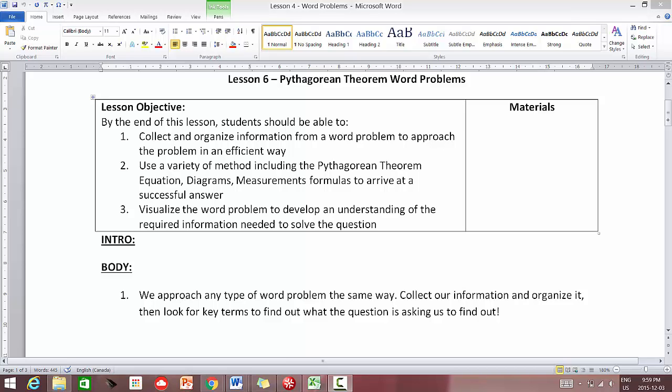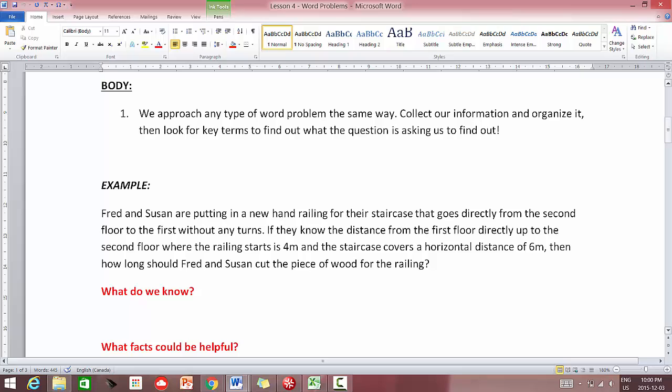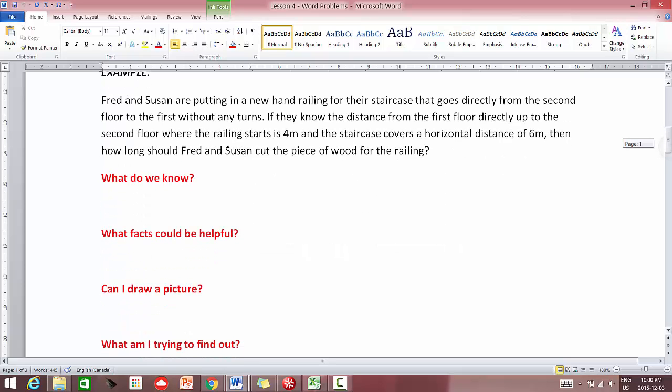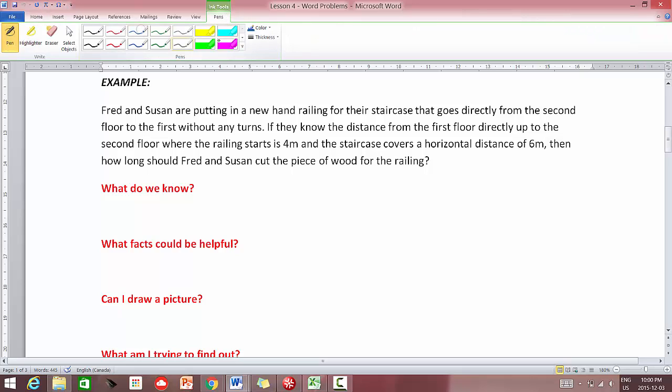I want you to be able to collect and organize information in your word problem to make sure that you set it up properly. And I want you to be able to visualize what the word problem looks like to develop an understanding of what's being asked. We approach any type of word problem the same way. We collect our information, organize it, then look for key terms to find out what the question is asking us to find out. So I've set it up in such a way where we can fill in the blanks as we go along.